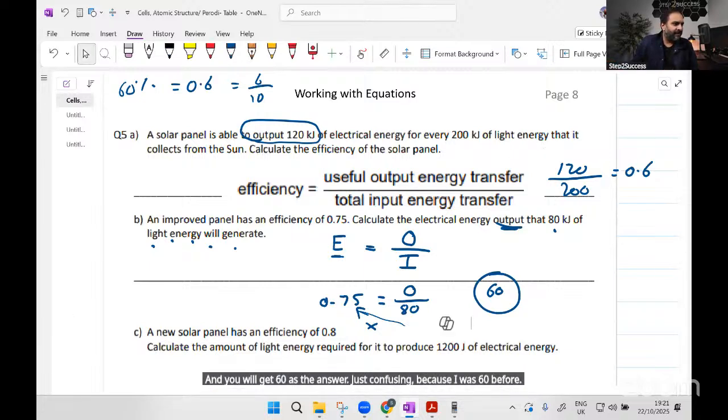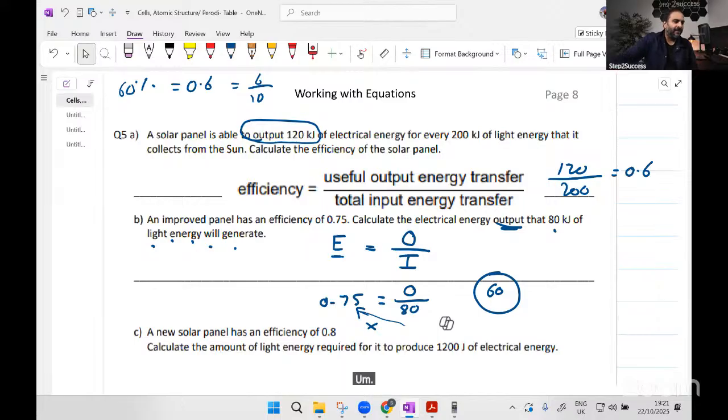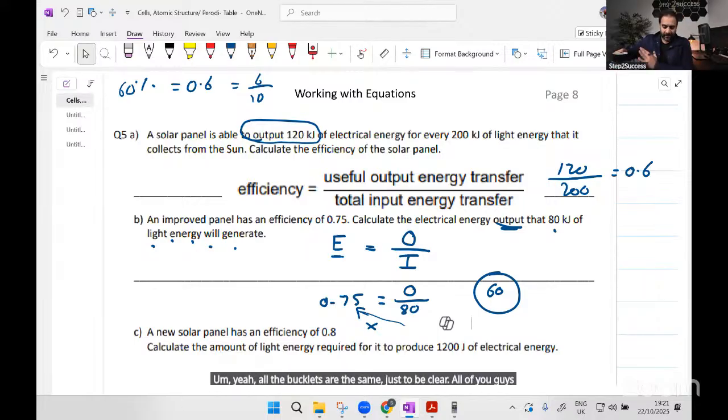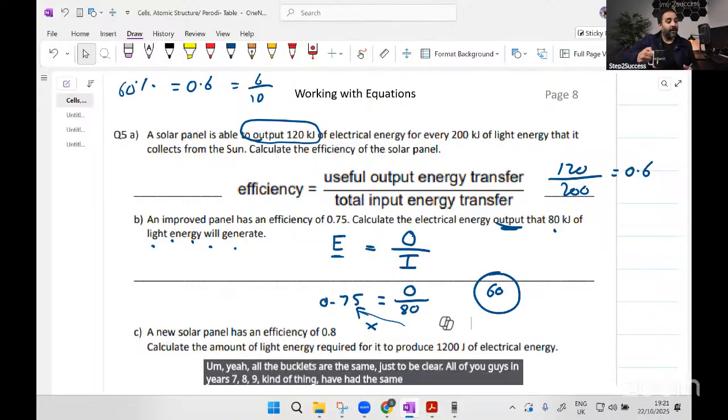Let me see what else anybody is saying. 6 and 7. Yes, I'll do 6 and 7 after that. Yeah, all the booklets are the same, just to be clear. So all of you guys in years 7, 8, 9 have had the same homework booklet. So on this occasion, you don't need to say the booklet number.